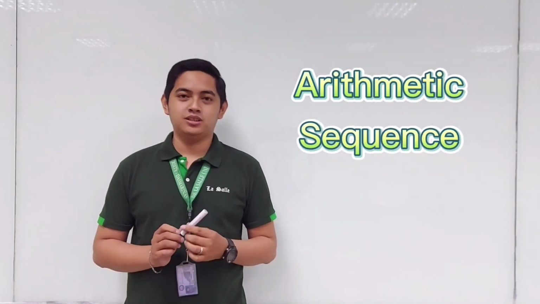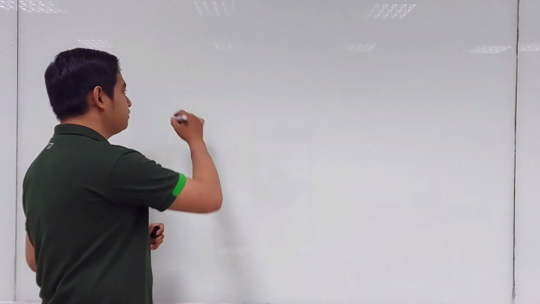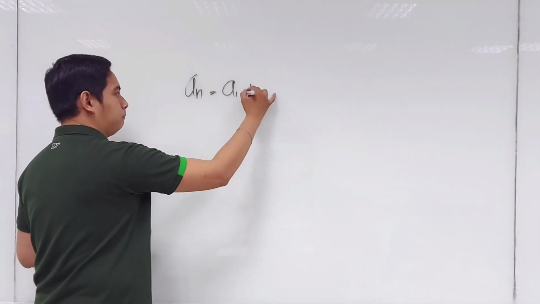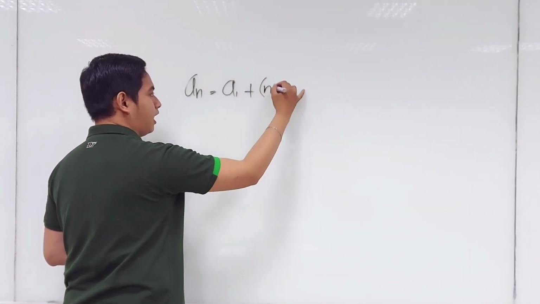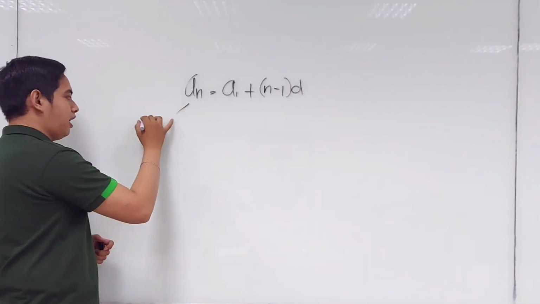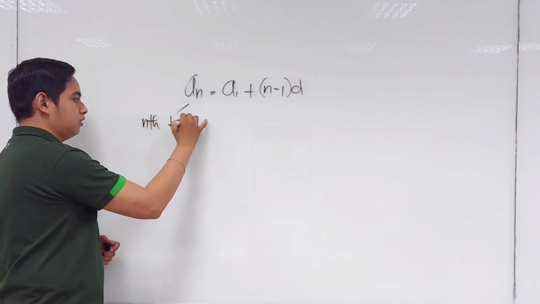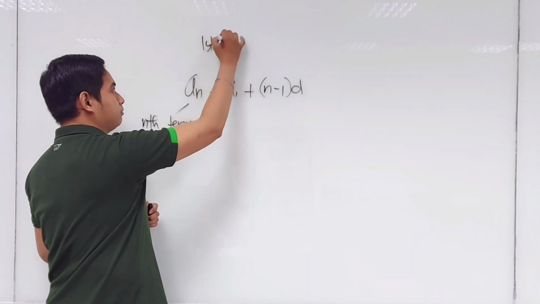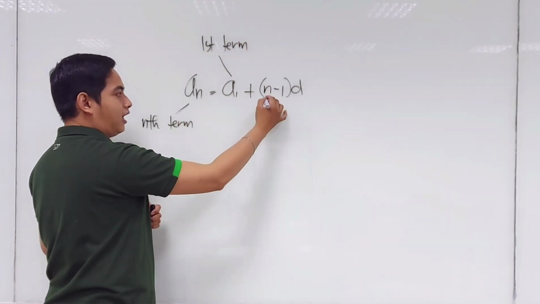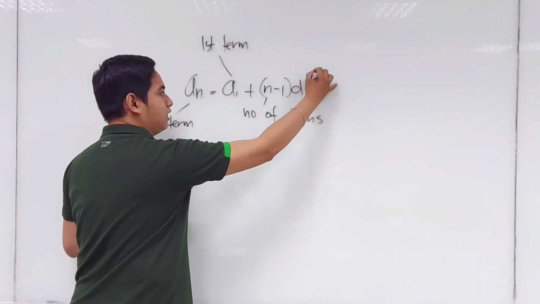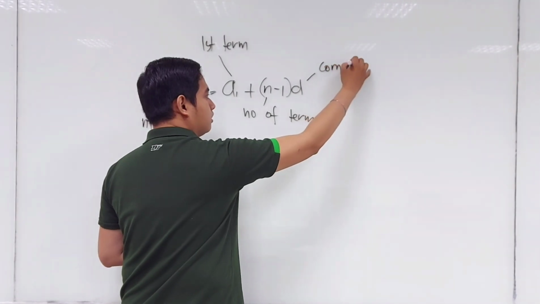Arithmetic sequence. So what is an arithmetic sequence? In an arithmetic sequence, we are going to use this formula: a sub n is equal to a sub 1 plus quantity n minus 1 multiplied by d, where a sub n is the nth term of the sequence, while a sub 1 is the first term, n is the number of terms, and d is the common difference.